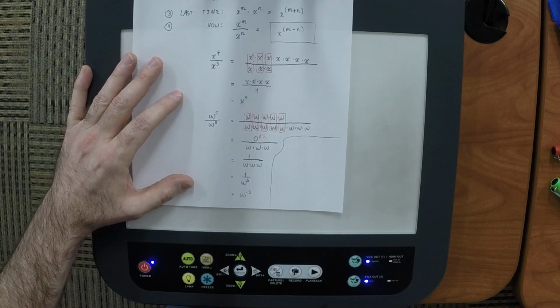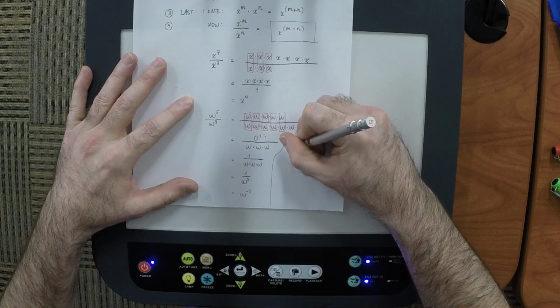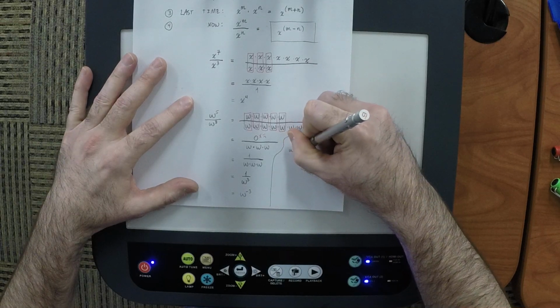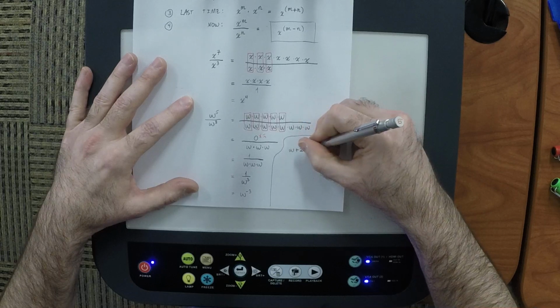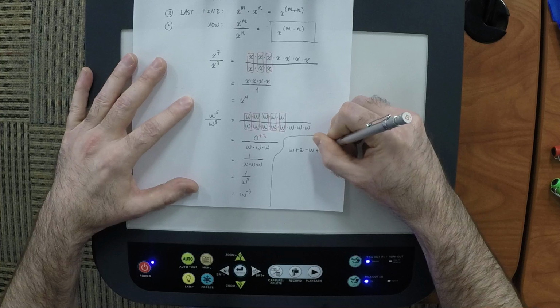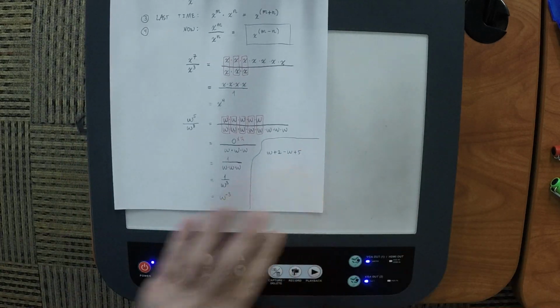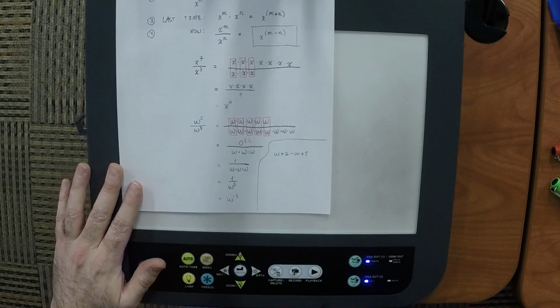Okay. So I'm going to write, how about, w plus 2 subtract w plus 5. And that'll be enough. So I'll say it like that. So there's an expression.